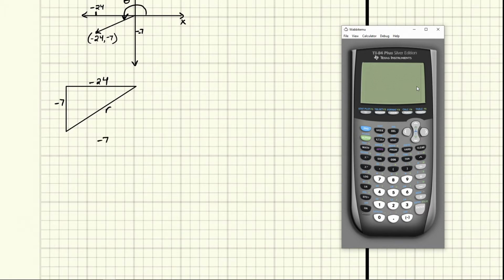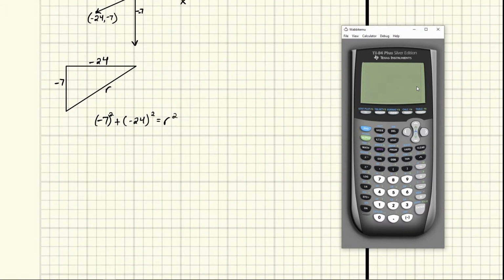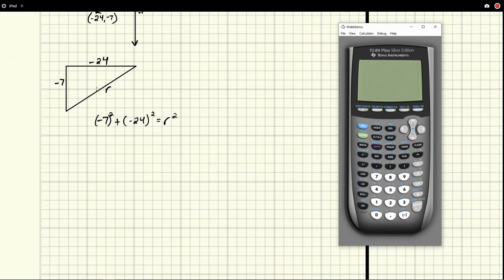So we're going to have -7 squared. And don't forget to put this in parentheses. If you have the negative on the outside, you'll get all screwed up because the square will only do the 7. Plus -24 squared is equal to r squared. And if we solve this, we'll get r. Now, this actually is what's called a Pythagorean triple, meaning that all the numbers for each of the side lengths will be integers. It's kind of a cool thing to go and try and find Pythagorean triples, but this will actually end up being 25.